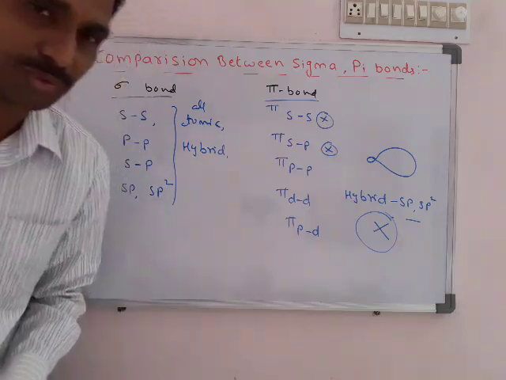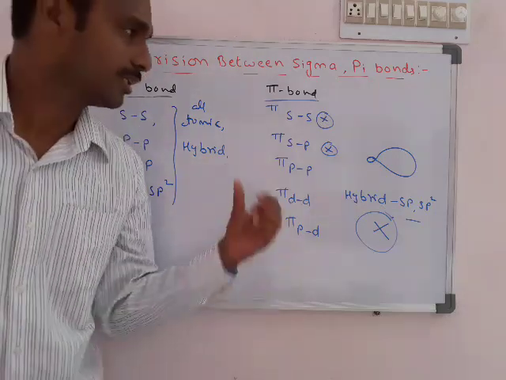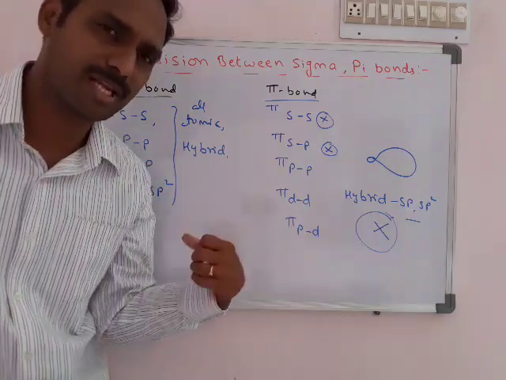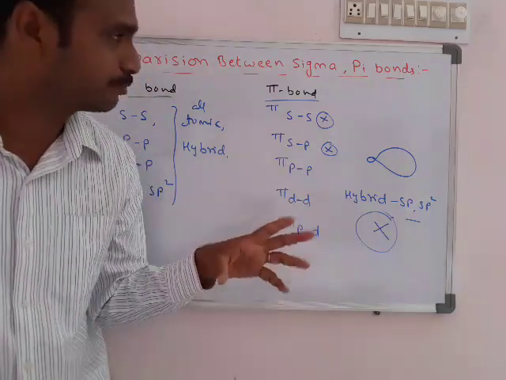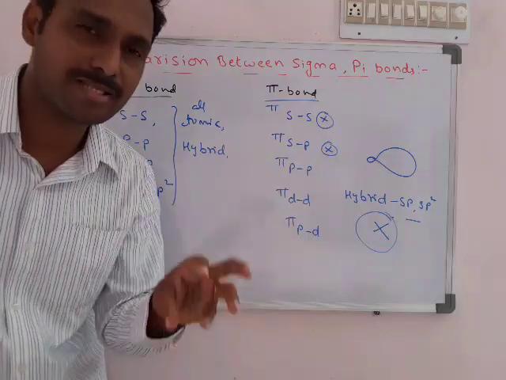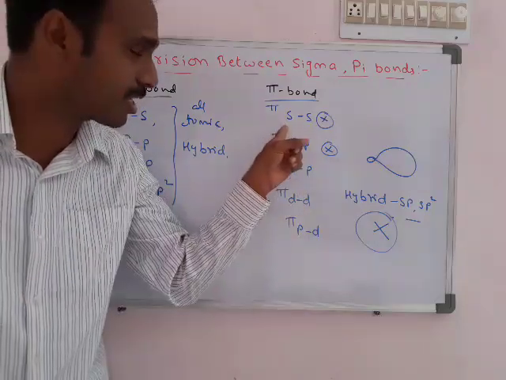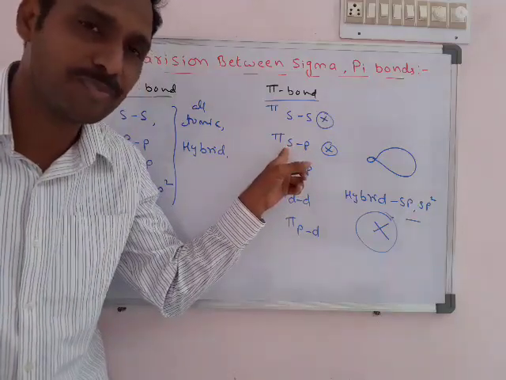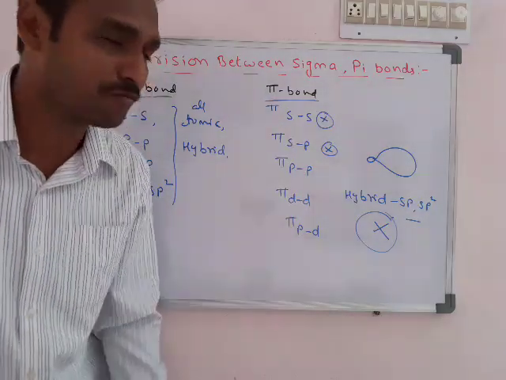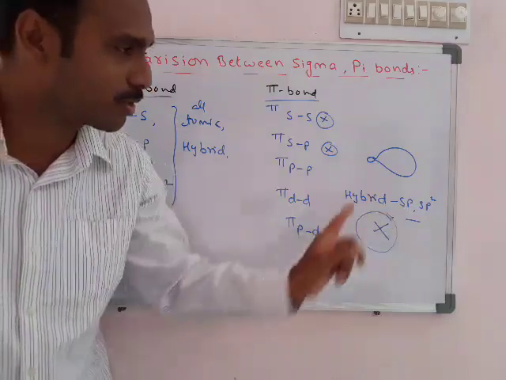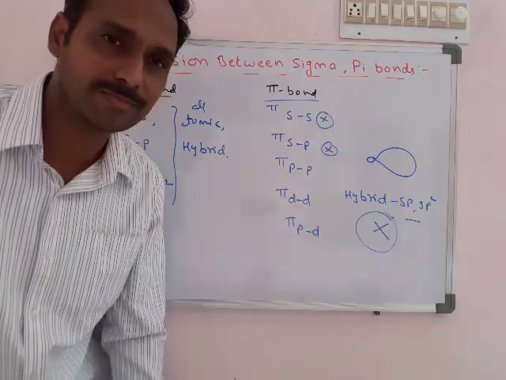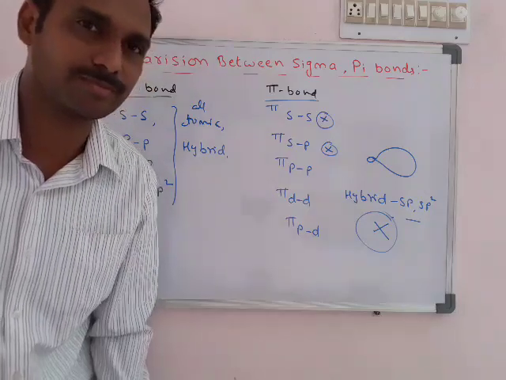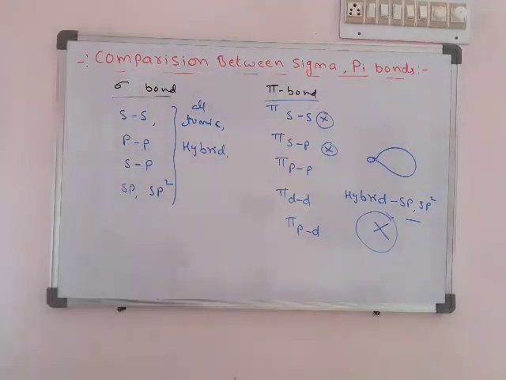So therefore, a sigma bond is formed by all our orbitals, atomic and hybrid orbitals, but a pi bond is not formed by some orbitals. P is ready, but S is not able to form pi bonds. Next, these hybrid orbitals do not form pi bonds due to the difference in their shapes.